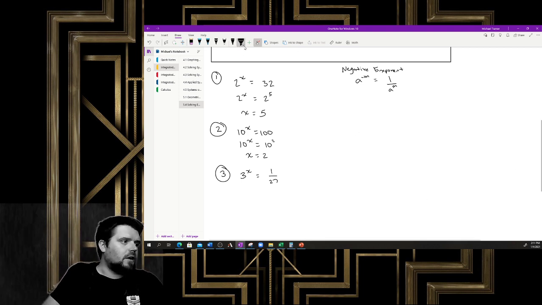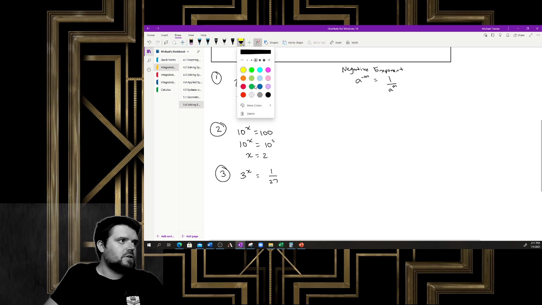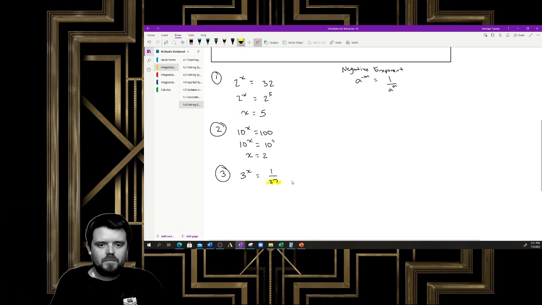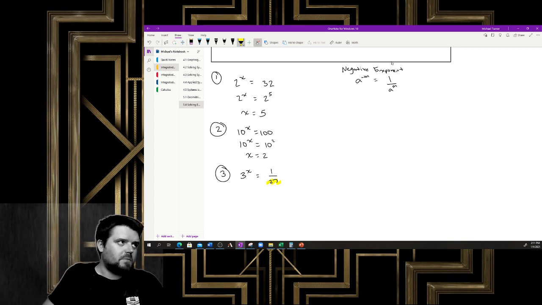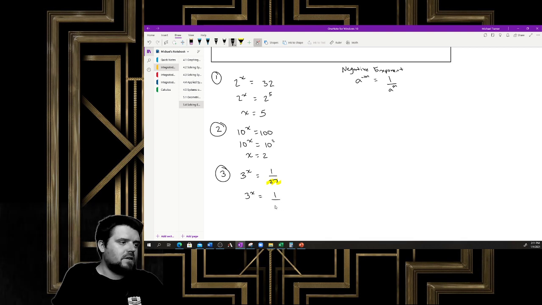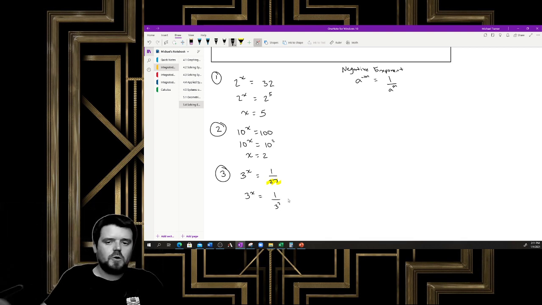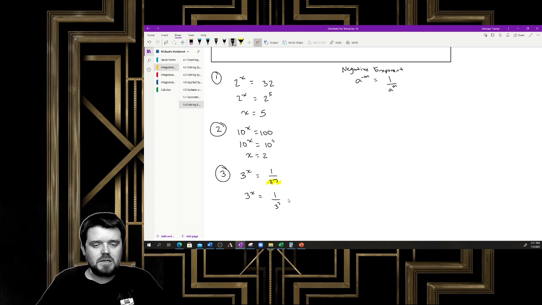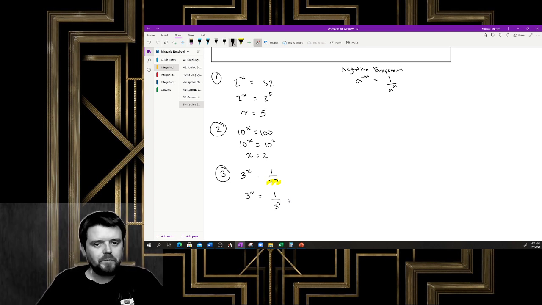Our goal here on number 3 then would be first to change 27 to some power of 3 using Desmos or doing the mental math, but 3 times 3 times 3 would give me 27. Therefore, 27 is 3 cubed. But I can't just say x equals 3 here because I don't have the exact same base and it doesn't look the same on the left and right hand side.